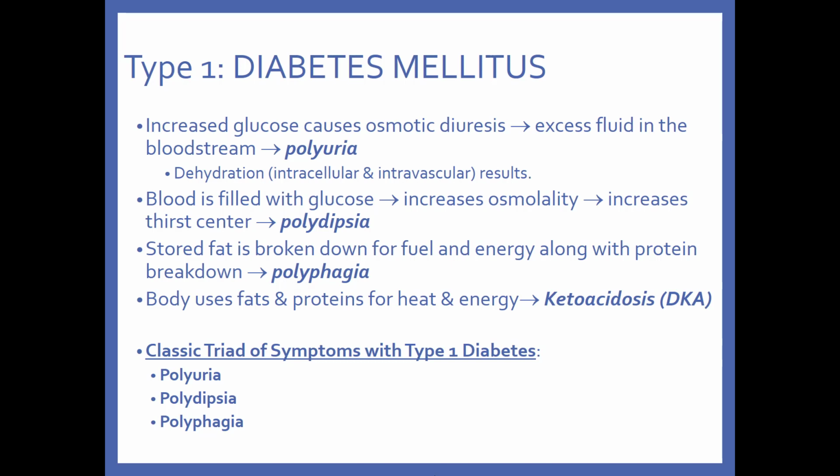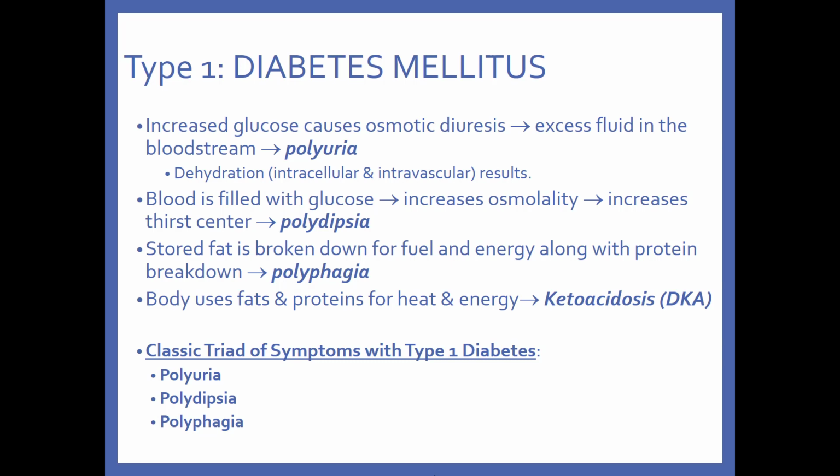So when these patients come in at diagnosis, they are typically profoundly dehydrated. Blood is filled with glucose, extremely elevated glucose. This is going to increase the osmolality. This is going to increase that thirst center, causing them to have polydipsia, that increase in thirst.